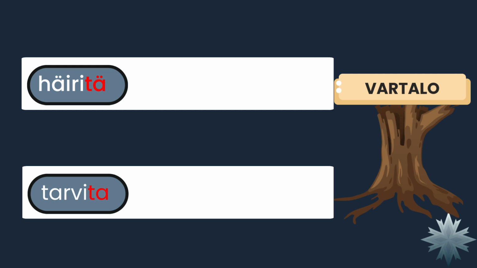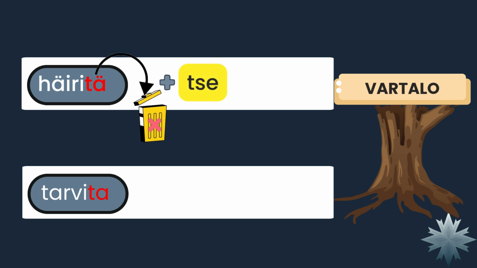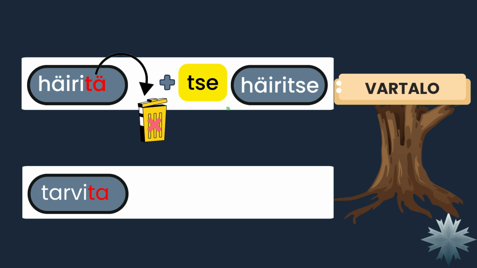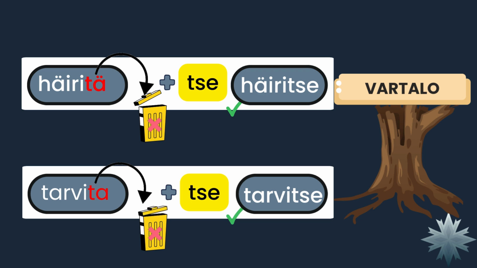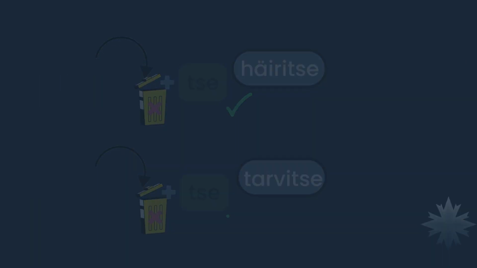Häiritä means to disturb. In order to find the verb's infinitive stem, you remove the final ta or tä, and to this you add tse. So what remains is häiritse, the stem. Let's see another example. Tarvita, to need. Here we remove ta and to this we append tse. So what you get is tarvitse, which is the stem.